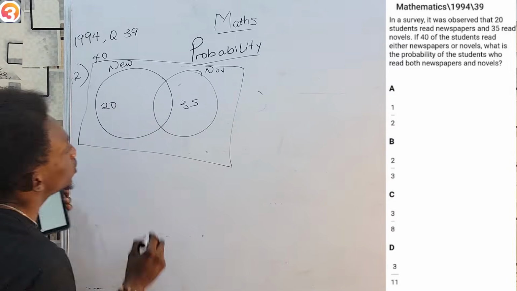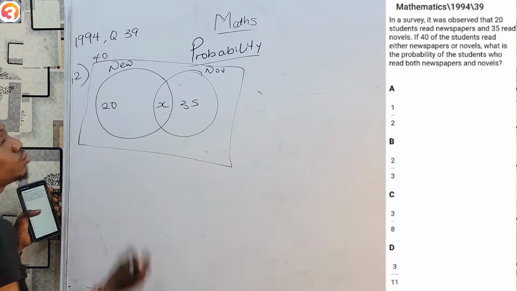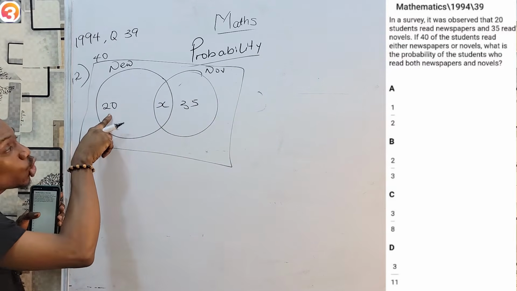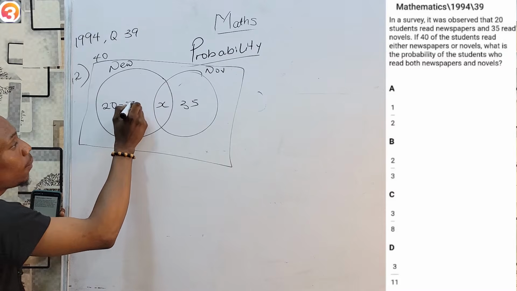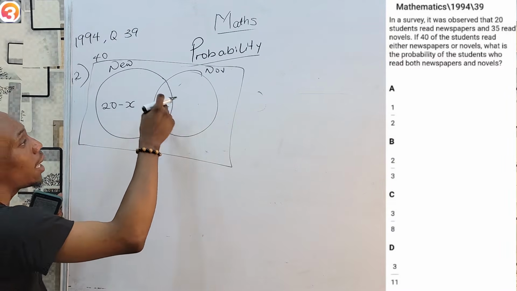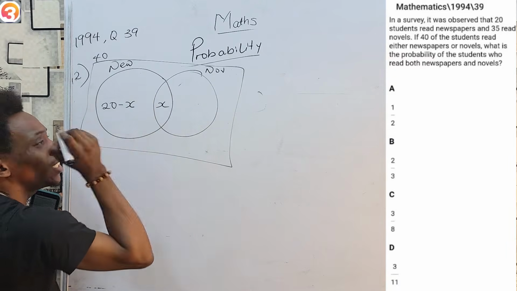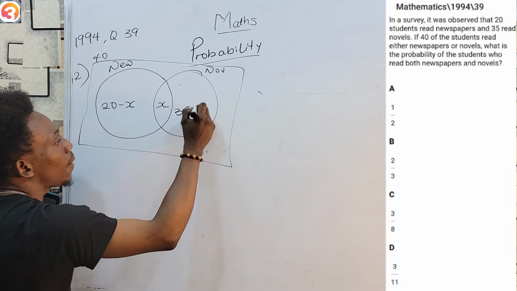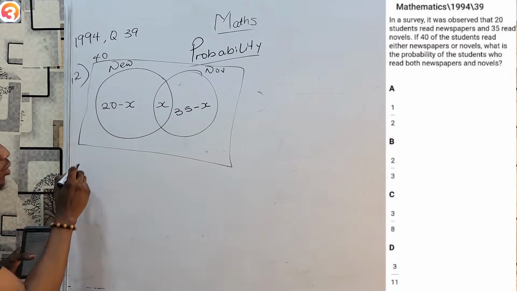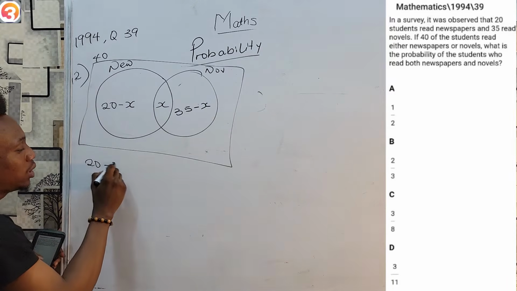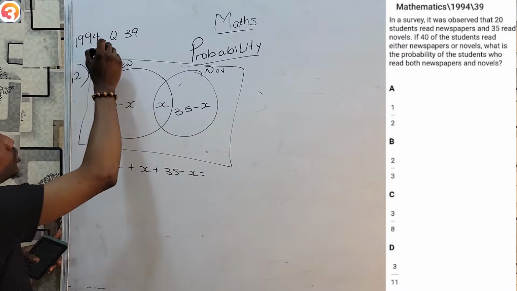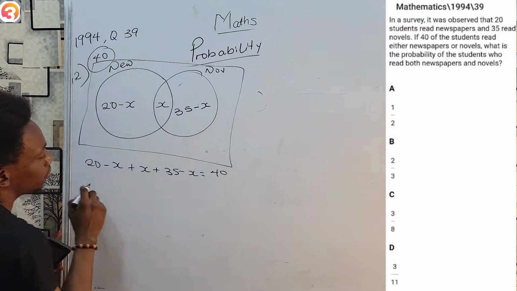Probability of students who read both. That means there are some who read the two. So if x are reading the two, the number of those reading just newspaper becomes 20 minus x. And if 35 are reading novels, then just novels becomes 35 minus the number that reads both, which is x. So if I sum everything, 20 minus x plus 35 minus x plus x, it should give me 40.